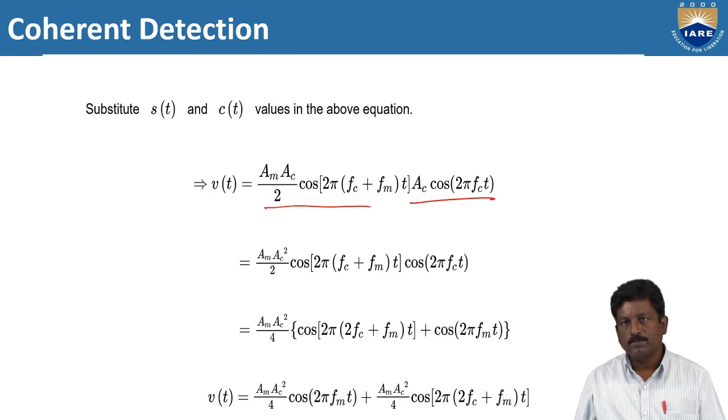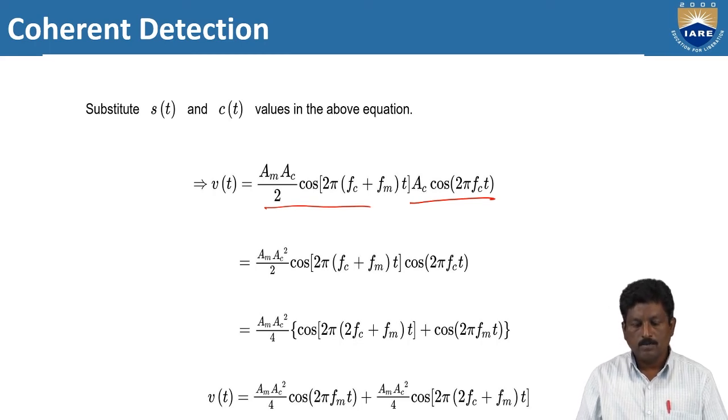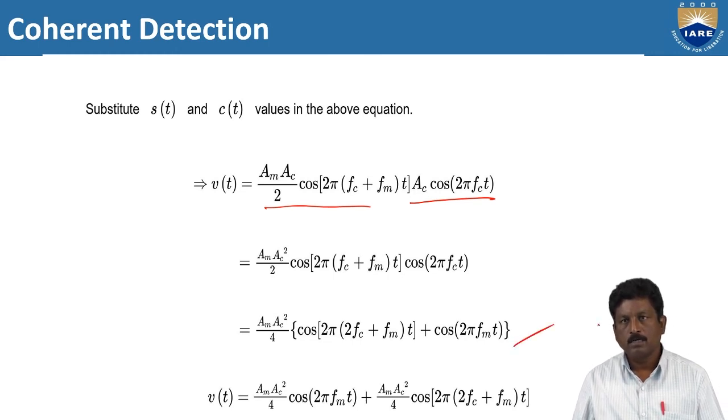By the cos A cos B formula, the expansion gives a combination of both the higher frequency component and the lower frequency components.